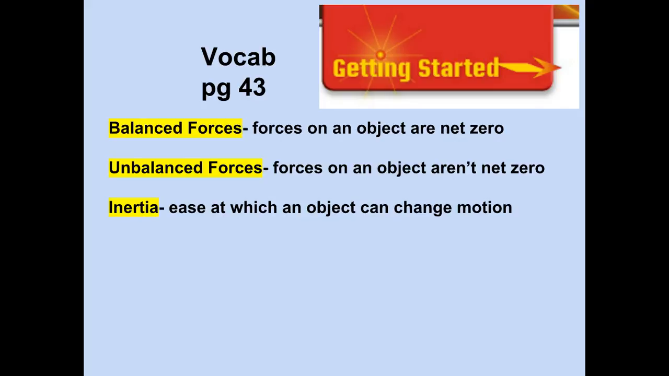And also inertia. Inertia is the ease at which an object can change motion. So that depends a lot on an object's mass. So the larger a mass, the harder it is to move that object. If you think about offensive linemen in the NFL, they're really large, and the larger an offensive lineman is, the more difficult it is to move them.